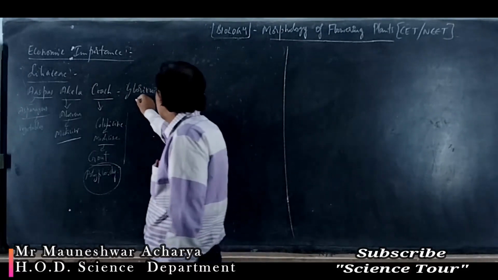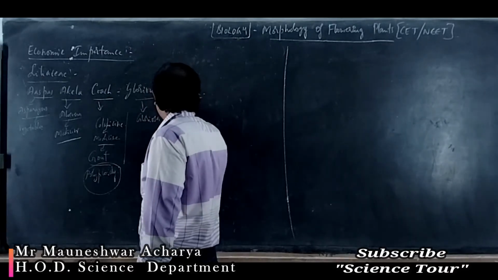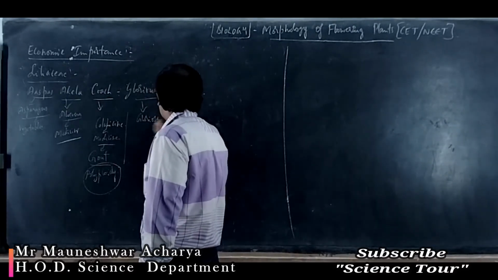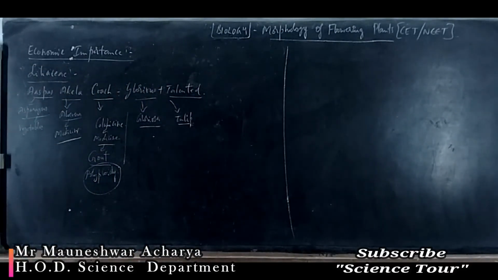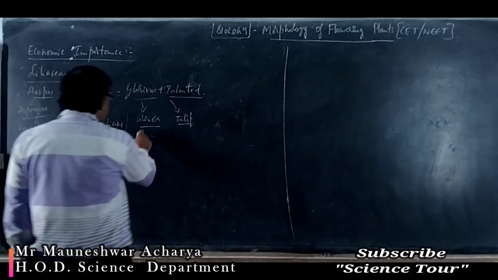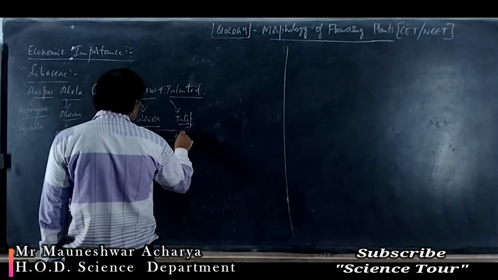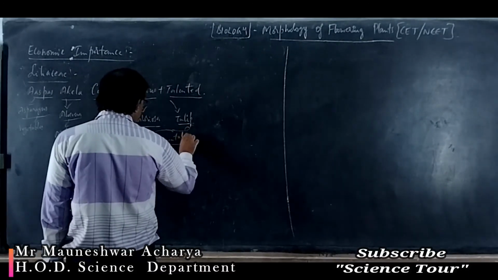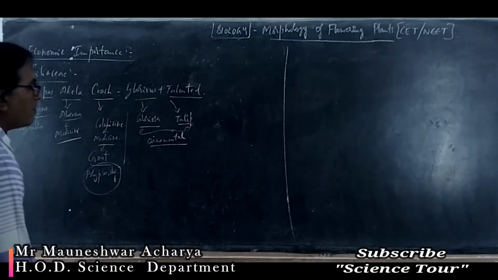Okay, then glorious means gloriosa, talented for tulip. Gloriosa, what is the use of gloriosa? Tulip and gloriosa are all used for decorative purposes. That means both can be used for ornamental purposes. So this is about the economic importance under the family Liliaceae.